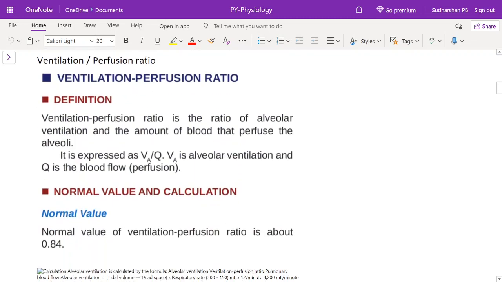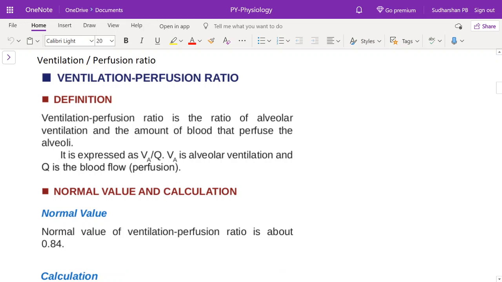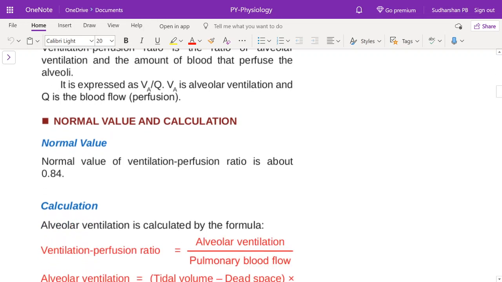Right. Next we'll go to ventilation perfusion ratio. So ventilation perfusion ratio is nothing but the ratio of alveolar ventilation to that of the pulmonary blood flow, or I call it simply blood flow or perfusion. The normal ventilation perfusion ratio is 0.84. Please remember this. It is very important.